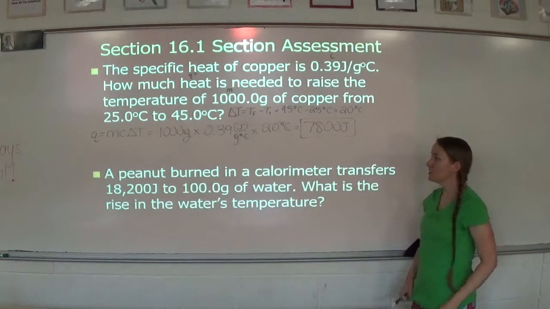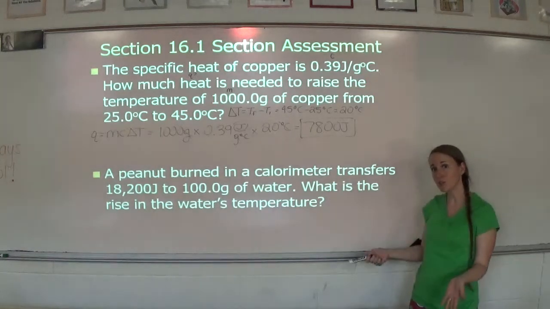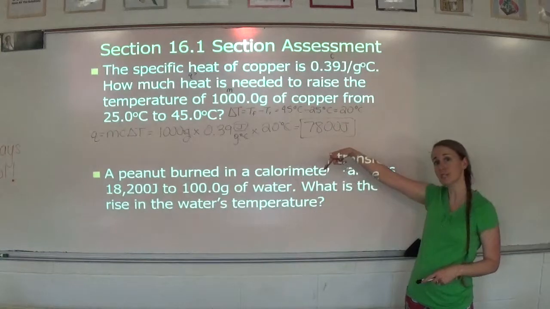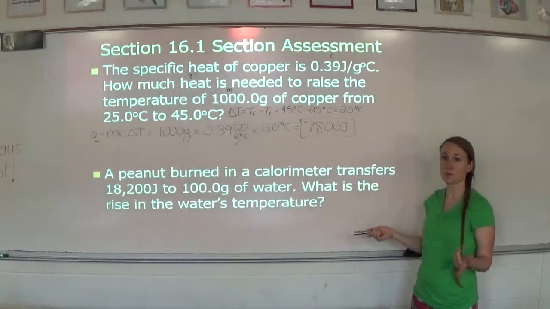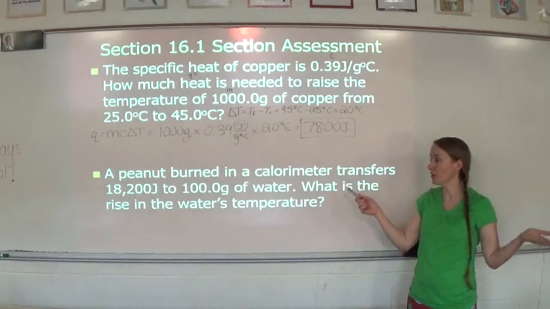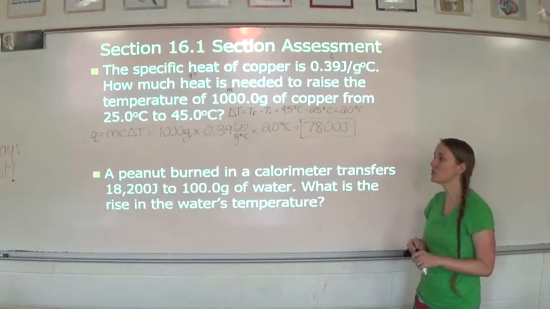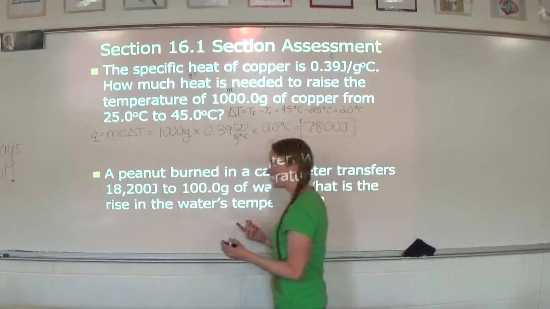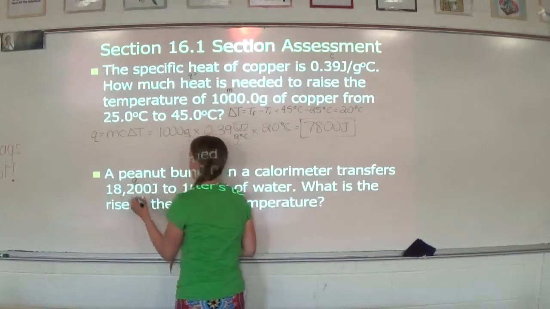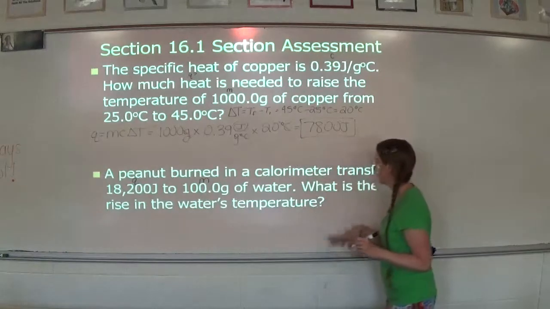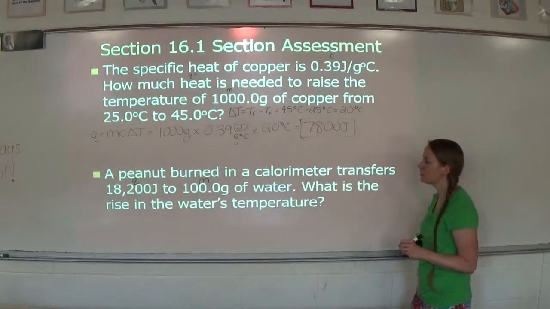So again, maybe pause it, try this one on your own, and then we'll look at it together. Don't forget, specific heat of water was on the previous slide. It's 4.18 joules per gram degrees Celsius. So try it, we'll look at it together. It says a peanut burned in a calorimeter and it transfers 18,200 joules, so there's my Q, to 100 grams of water, so there's my mass. What is the rise in water's temperature?